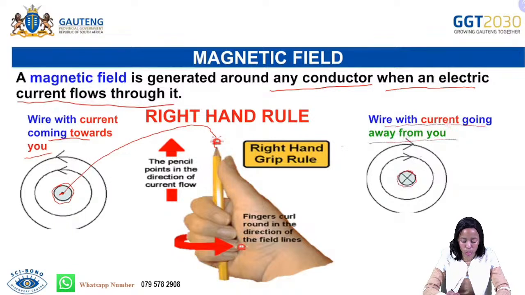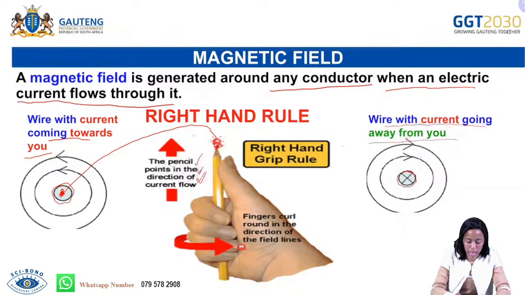Okay. So when it comes to the right-hand rule, it says the pencil points in the direction of the current flow. So if you look at the tip or at the top of a pencil, the writing side, you are going to see that at the top of the pencil, that is where you have the dot.